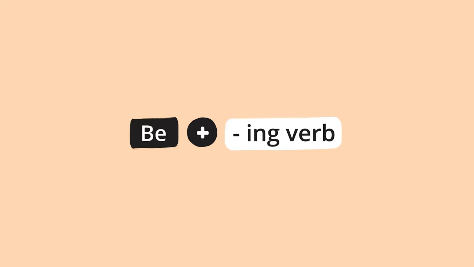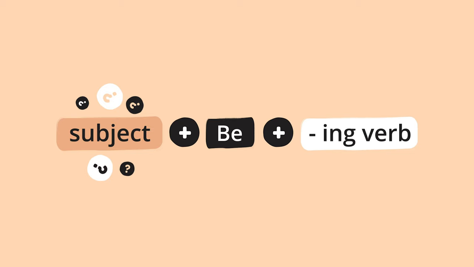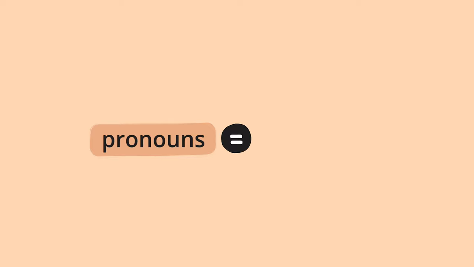We use be and ing verb to form the present progressive. Which form of be do we use? That depends on the subject of the sentence. Subjects can be pronouns. Subjects can also be nouns.